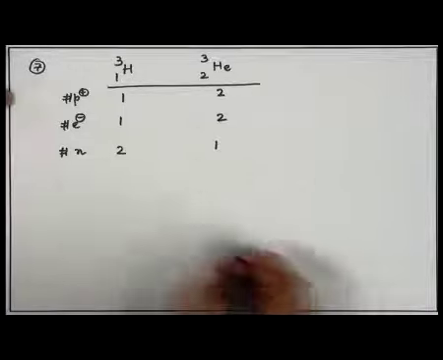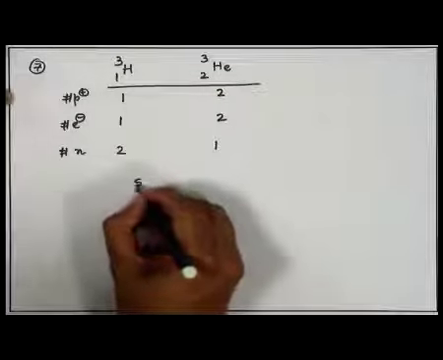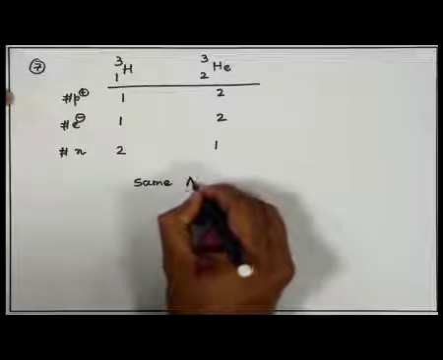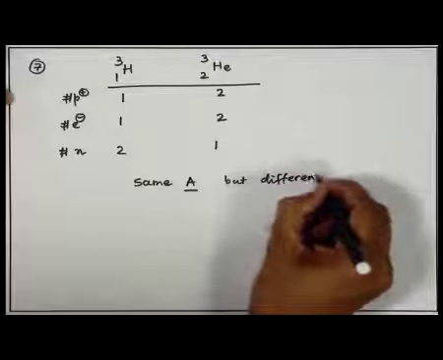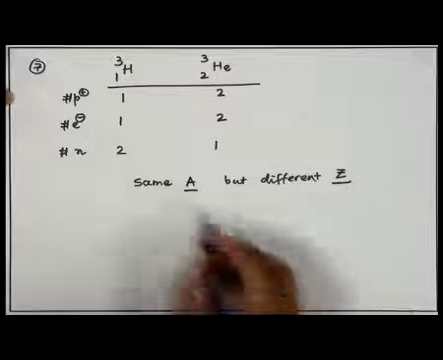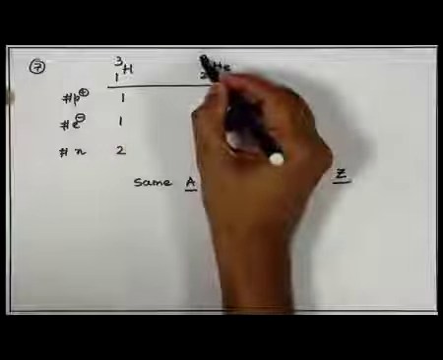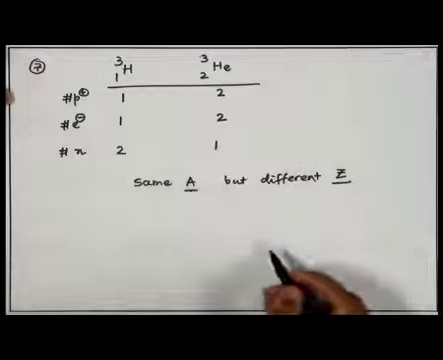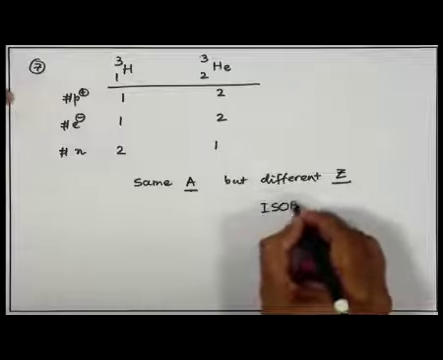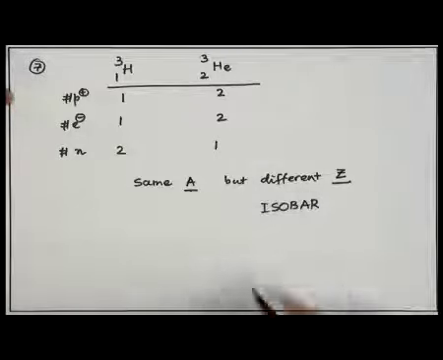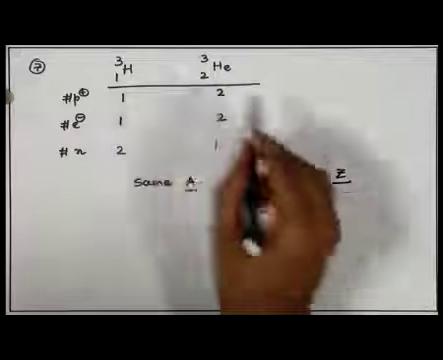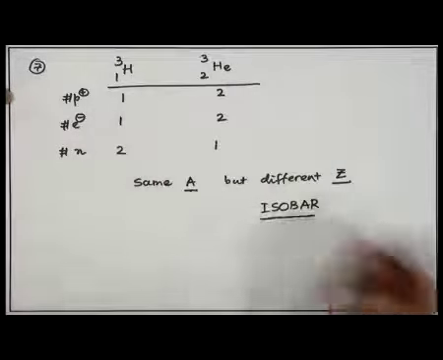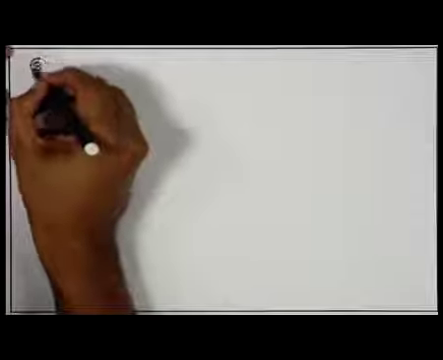In this case, if you see, these 2 species have the same mass number, the same value of A, but different Z. Same mass number, different atomic number. When you have such a case, we call these two species isobars. So, hydrogen 3 and helium 3 both have the same mass number, but they have different atomic numbers. So, therefore, they are called isobars. We will take one more example, and that will be our last example.